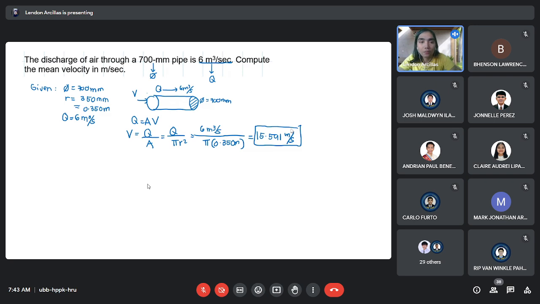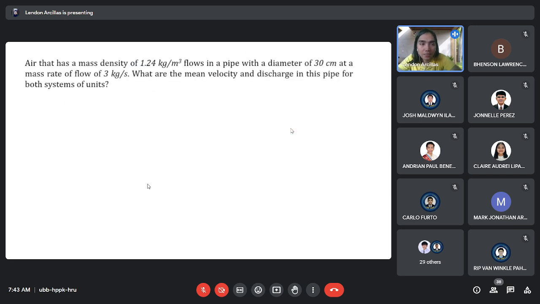Okay, last example. Air that has a mass density of 1.24 kilogram per cubic meter flows in a pipe with a diameter of 30 centimeter and a mass flow rate of 3 kilogram per second. What are the mean velocity and the discharge in this pipe for both system of units? So, gagamitin na lang natin yung SI units to solve this one.